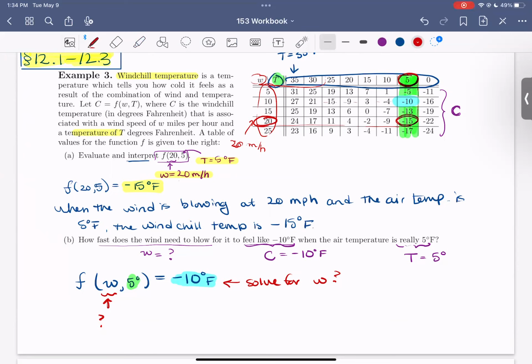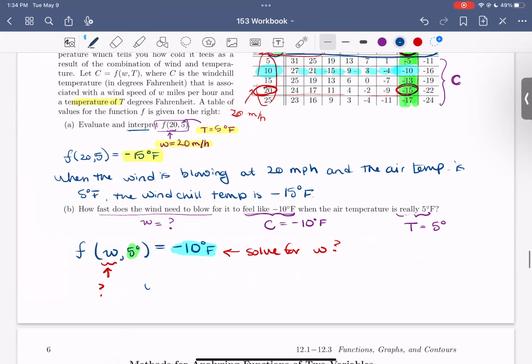Well, we can go along to find that W, and that W is at 10 miles per hour. So we can say W is equal to 10 miles per hour is the necessary wind speed. More fully, it's the necessary wind speed to make it feel like negative 10 degrees Fahrenheit when the air temperature is 5 degrees Fahrenheit. All right, great work working through this example.